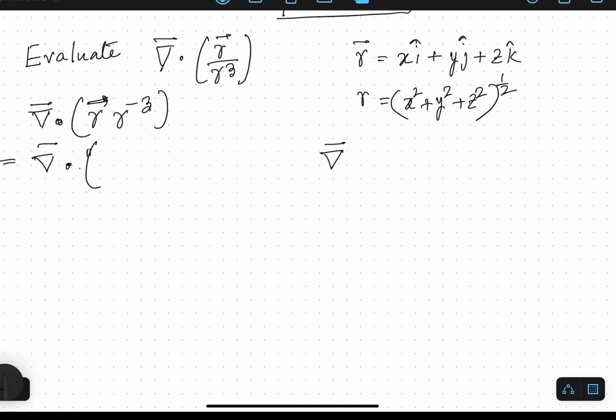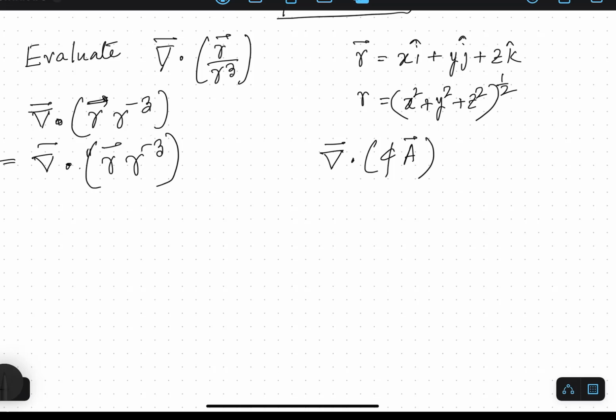I have r to the power of minus 3. That is not a vector, that is a scalar. So I will use the identity divergence of phi vector a. Here phi is a scalar, r to the power of minus 3 is a scalar, and a is a vector. Here r is a vector.